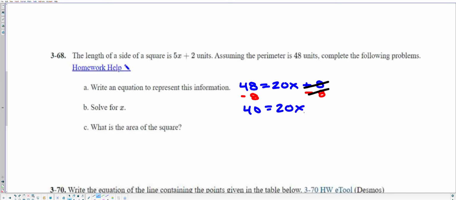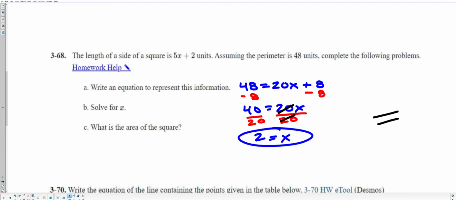Now we're going to do the inverse operation of times 20, which would be division of 20. And 20 divided by 20, that's going to give you a big 1. So you're left with x on the right hand side, and 40 divided by 20 is going to give you 2. So solve for x right here. Write in the equation.